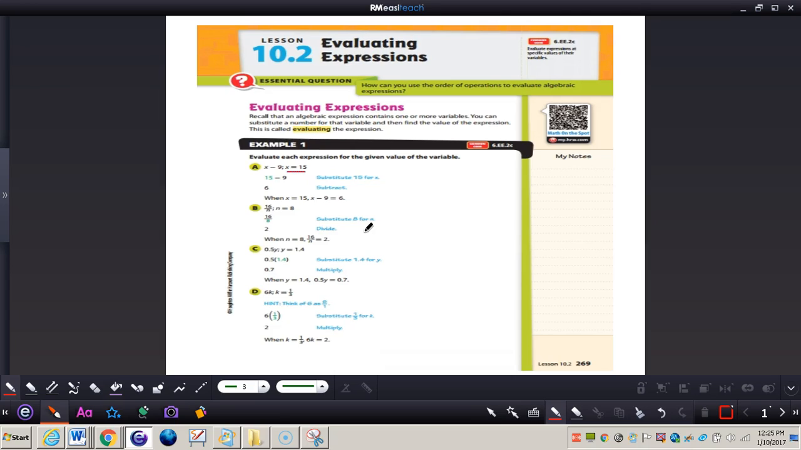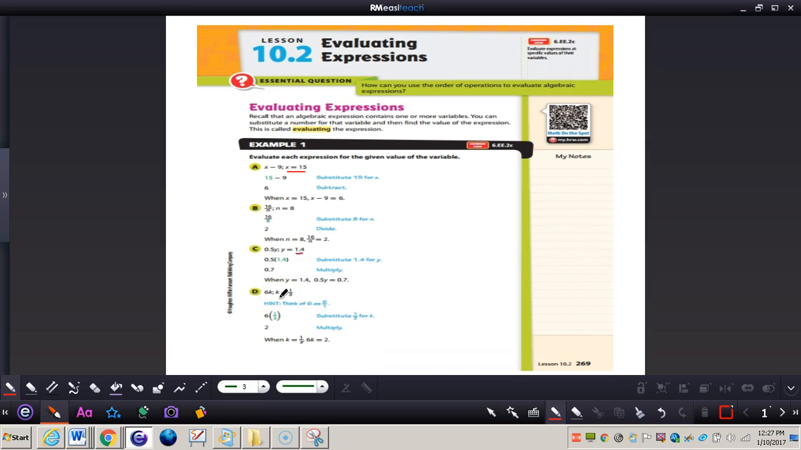Now let's take a look at letter C. We have 5/10 multiplied by y, and then y equals 1 4/10. So you take 5/10, and then you can even put 1 4/10 in parentheses. And then now we can substitute 1 4/10 for the y, because that's what it's substituted for. Then you multiply 5/10 times 1 4/10 is going to give us 7/10. So therefore we can see when y equals 1.4, or 1 4/10, 5/10 times y equals 7/10.